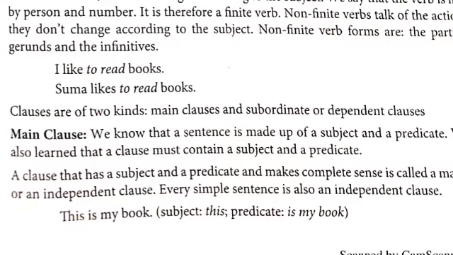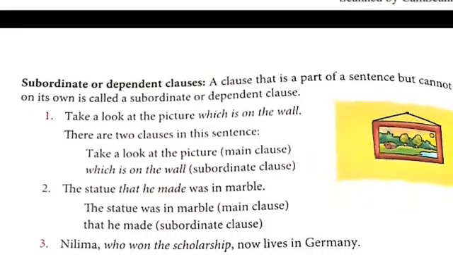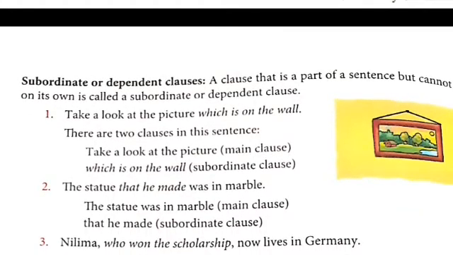This is a book. This is the subject. Is my book is the predicate. Now what are subordinate or dependent clauses? A clause that is a part of a sentence but cannot stand on its own is called a subordinate clause or a dependent clause.